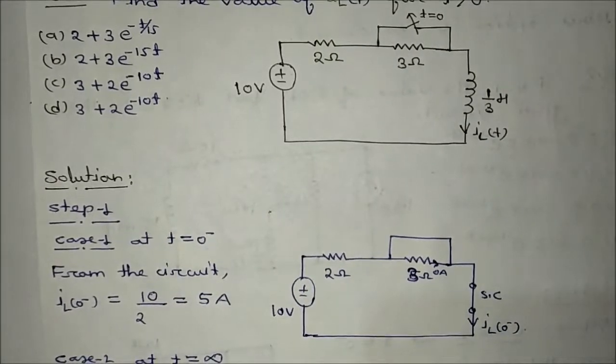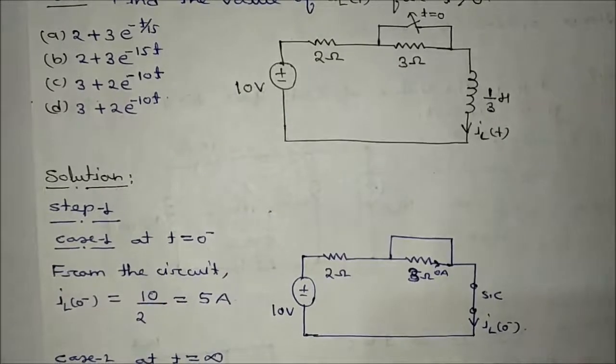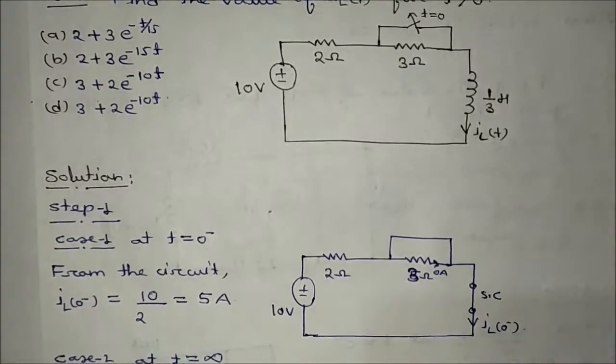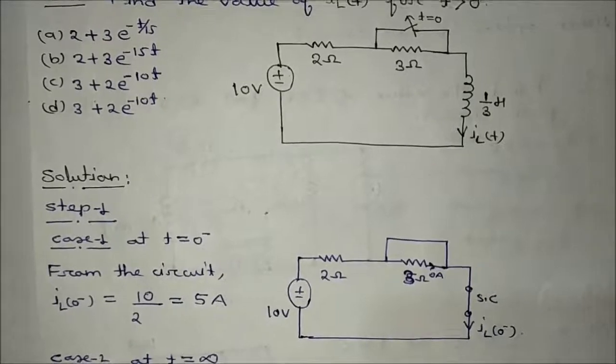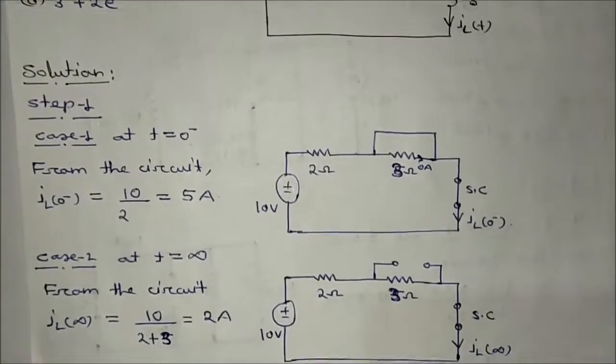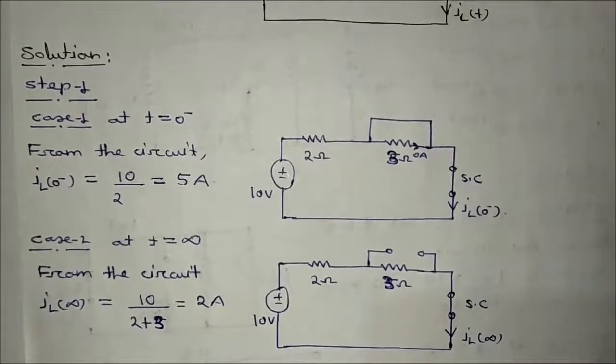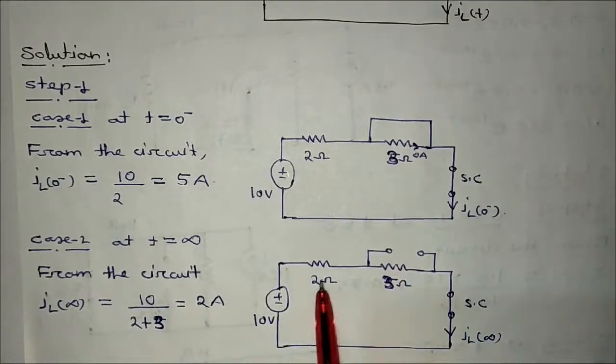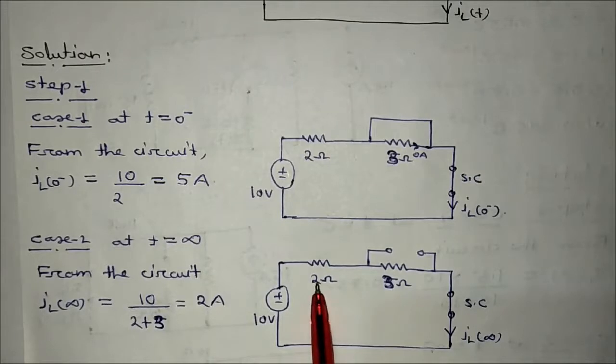What will happen to the circuit at t is equal to infinity? The switch is open and the inductor will behave like a short circuit. So I have drawn the circuit for iL at infinity. Now the current will be 10 divided by the total resistance, since this is open, that is 3 plus 2, which is 5. So 10 divided by 5 is equal to 2 ampere. So step 1 is over.